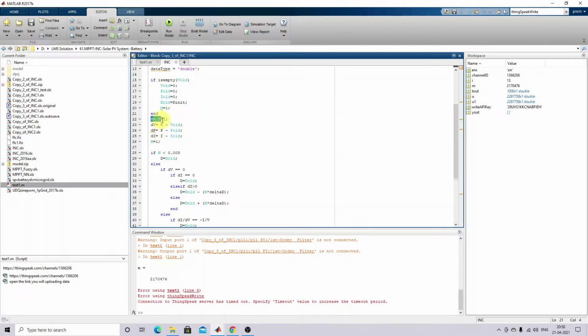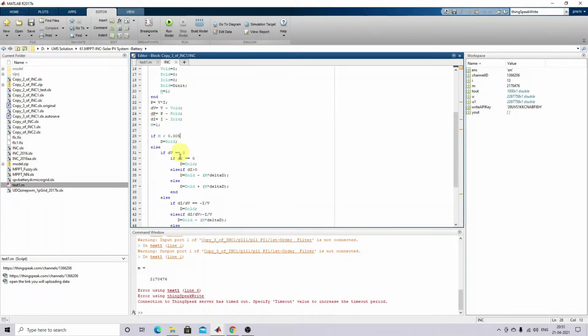After initialization of the previous voltage, power, current, and duty cycle, next you have to calculate the power by using the formula P equal to V into I. Then we calculate the change in voltage, which is the current instant voltage minus the previous instant voltage, the change in power, which is the current instant power minus the previous instant power, and the change in current, which is the current instant current minus the previous instant current.